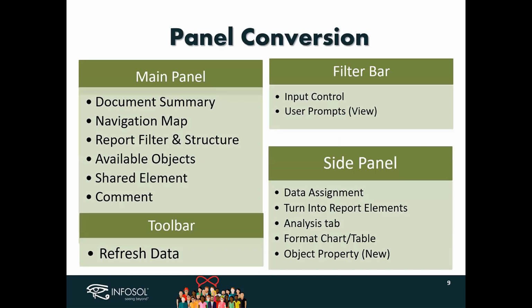Now, those panels are regrouped. So under the main panel in the 4.3 environment, you will find the equivalent subpanels for document summary, navigation map, report filter and structure, available objects, shared element and comment. The input controls and the user prompts, you can see the user prompts being selected and what all prompts are there, and the input controls are on the filter bar, not in a separate panel. You will find them in the filter bar on the top.